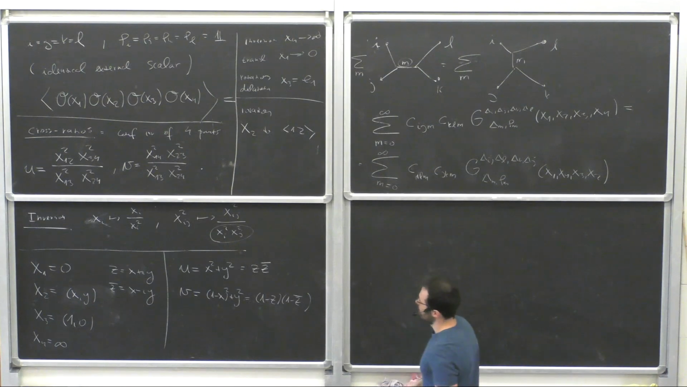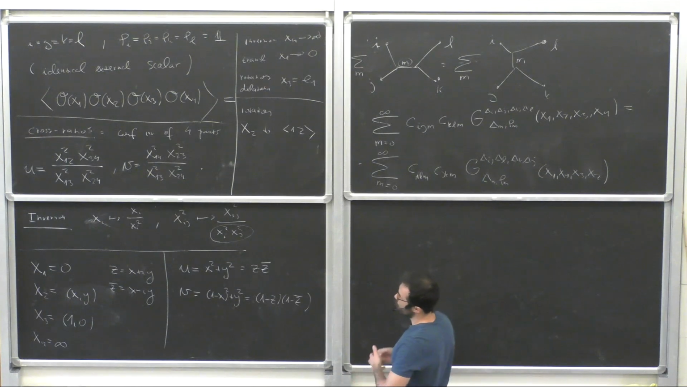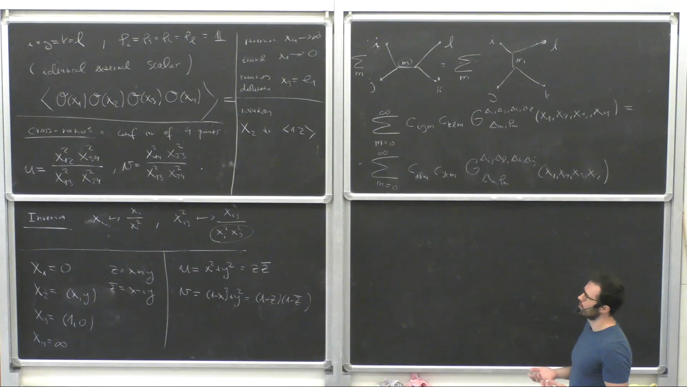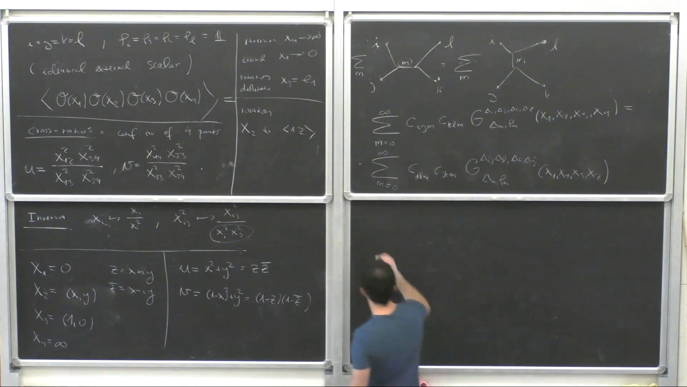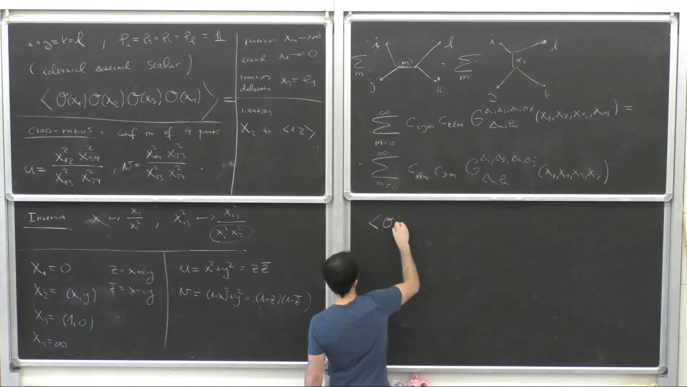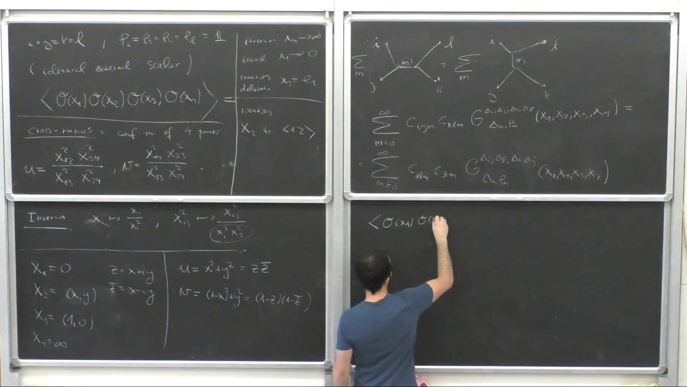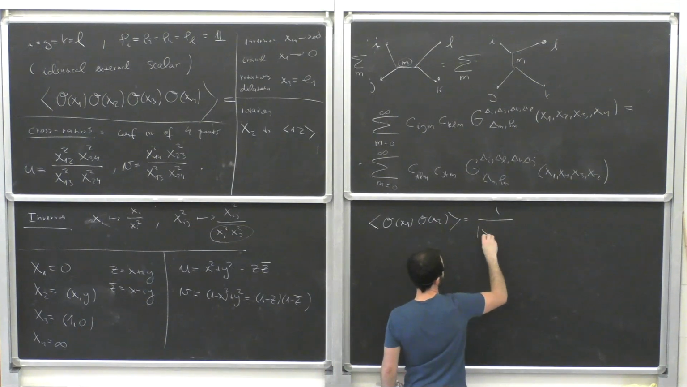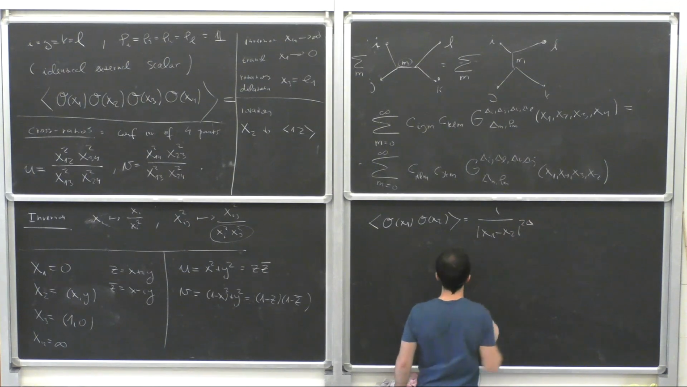All right, and now let's think about the 4-point function. The 4-point function is not quite invariant under these conformal transformations, but it should transform in the same way as two 2-point functions, right? We know that the 2-point function of two identical operators looks like that. We saw that again yesterday or the day before yesterday, I don't remember.